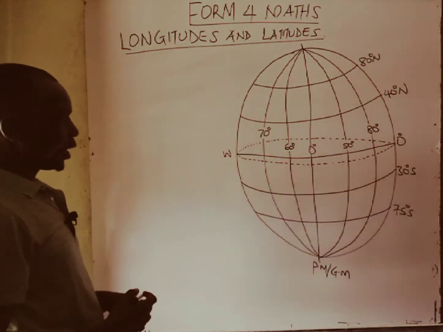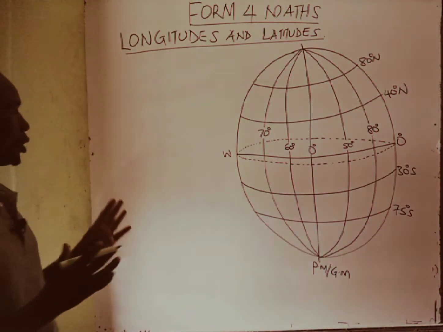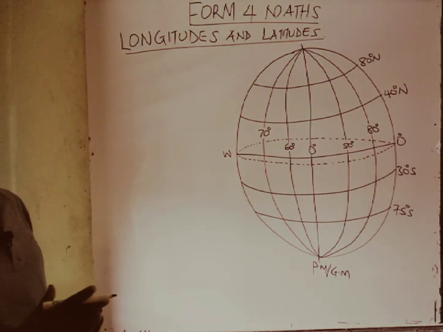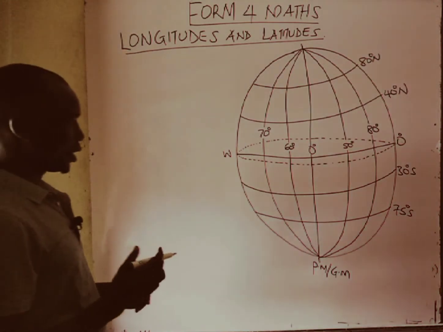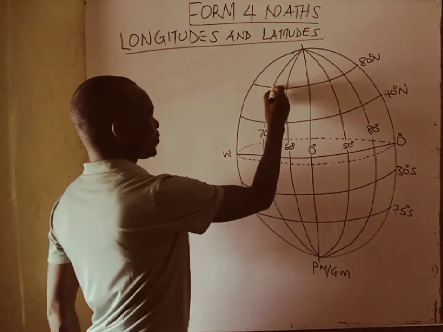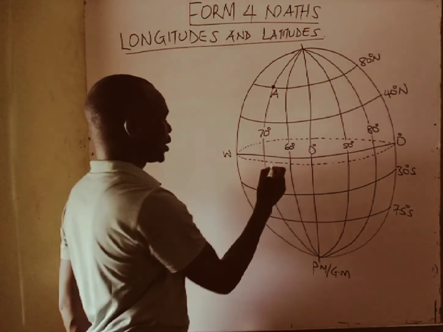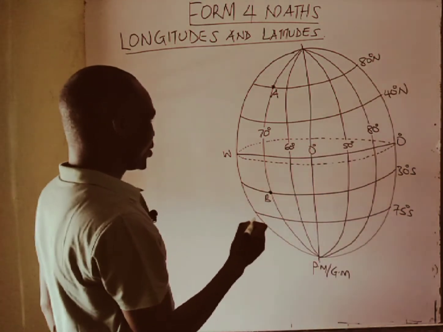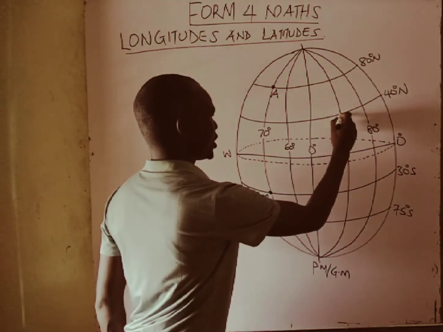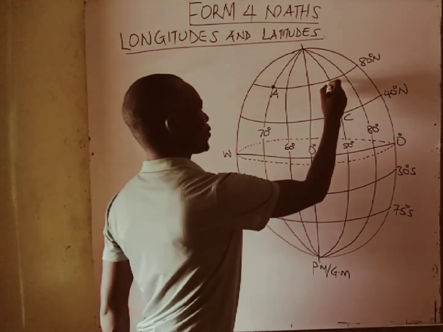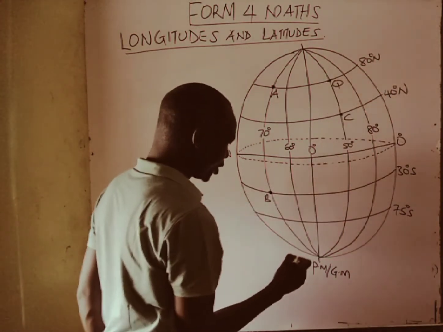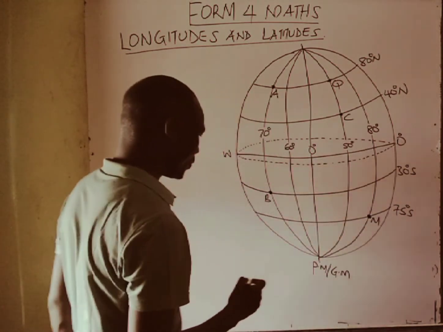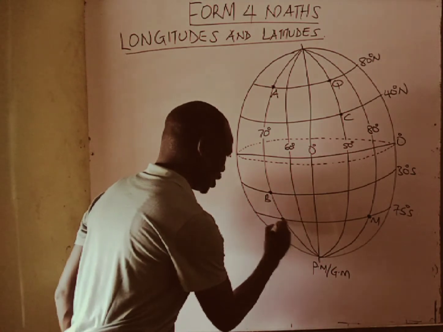From there now, these longitudes and latitudes are used to locate the positions of places or points on the Earth's surface. Assuming we give this point here point A, then we have another point here, for example, point B. We also have another point, say this is a point C. We also have another point here like point Q. We can as well pick this point and give it, for example, M, and also pick this point and give it point N.